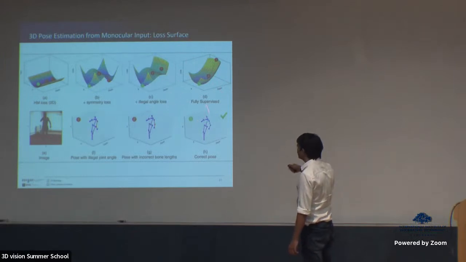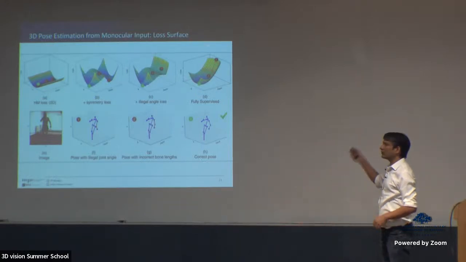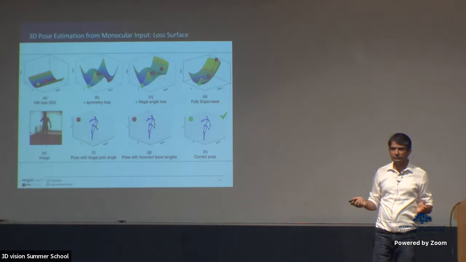So when it is fully supervised, when we have complete information about X, Y, and Z, then it is kind of a convex surface, right? Because then there is no issue there.